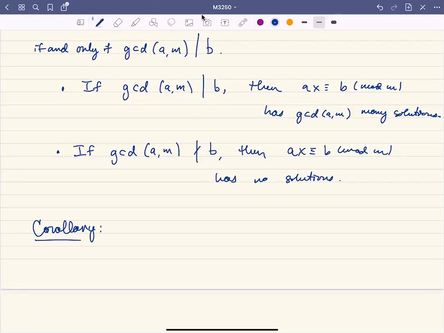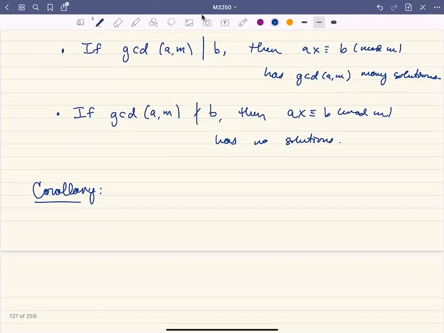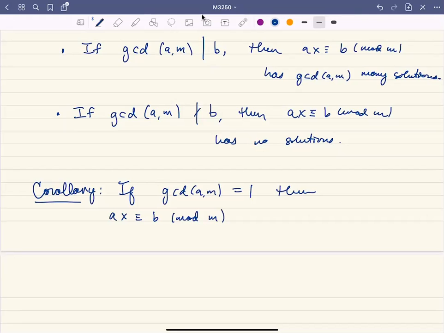So one corollary here: if a and m are relatively prime, in other words, if the greatest common divisor of a and m is 1, then the linear congruence ax is congruent to b mod m will always have a solution, because 1 divides every integer. And in particular, it has 1 solution. So if a and m are relatively prime, then ax congruent to b mod m has a unique solution mod m.